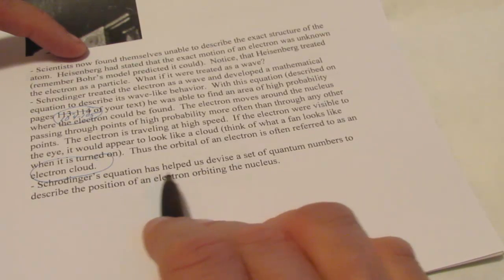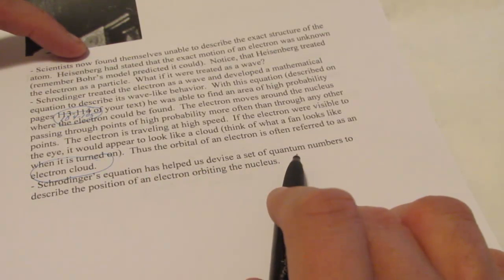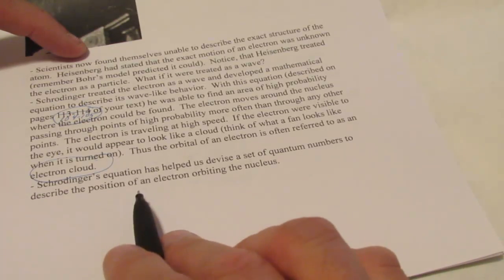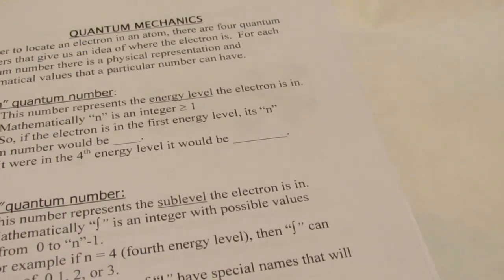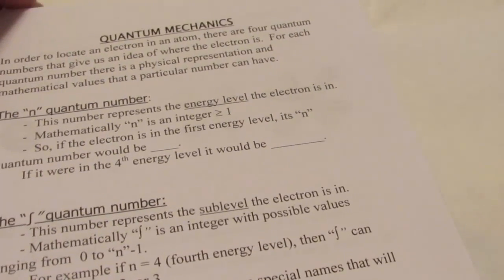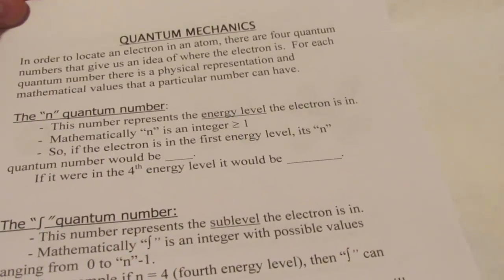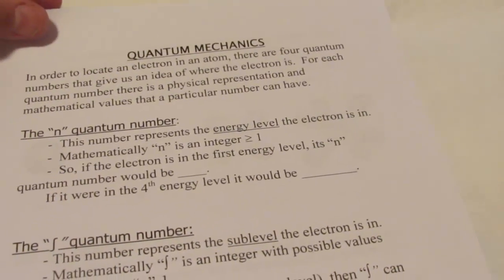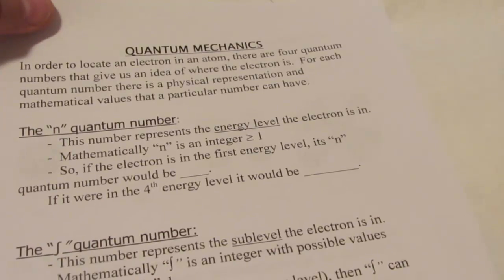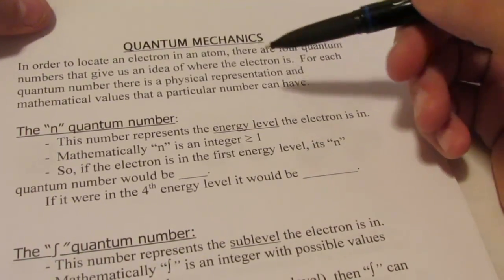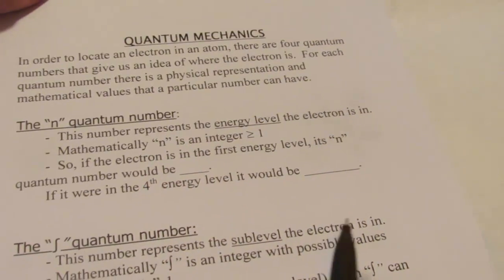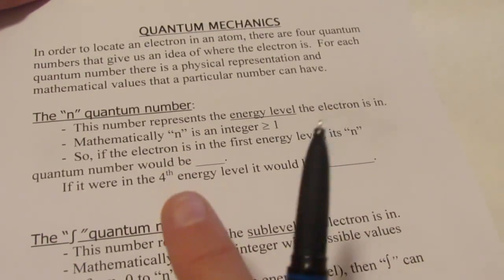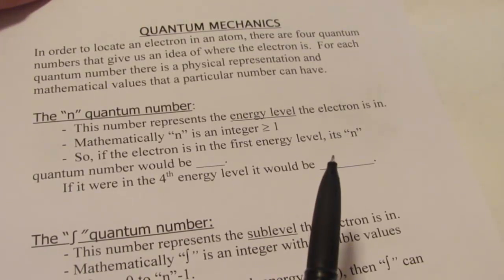Schrödinger's equation has helped us devise a set of quantum numbers to describe the position of an electron orbiting the nucleus. And that's what we want to focus our attention on for the rest of today's discussion. This is called quantum mechanics. Please put your thinking caps on and follow along. We're actually going to go through this a couple of times, and I would strongly encourage you to review this video, not just once, but several times.